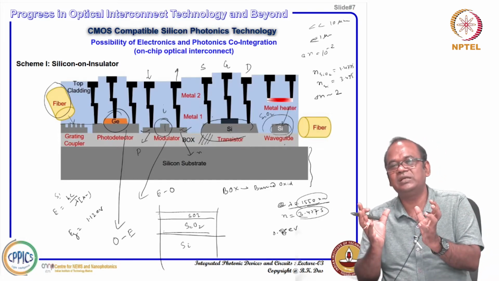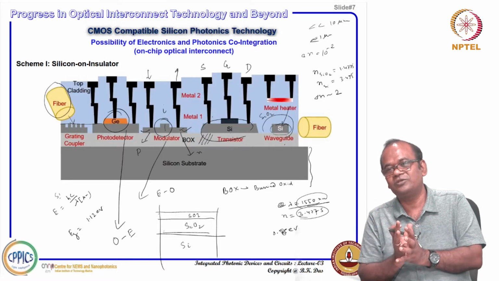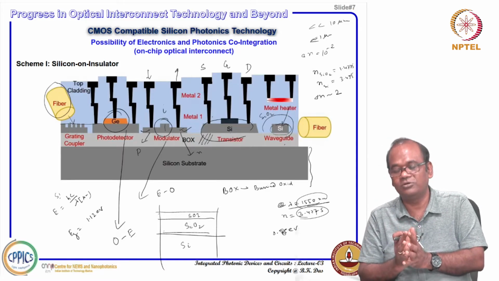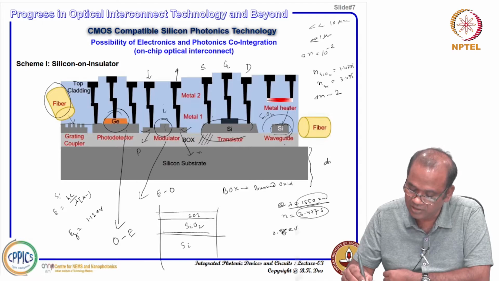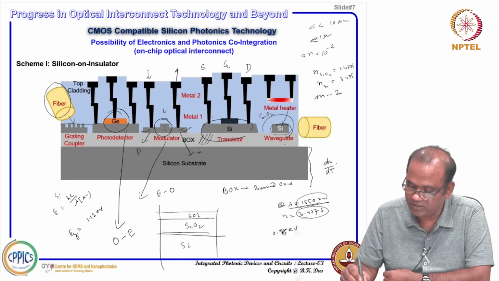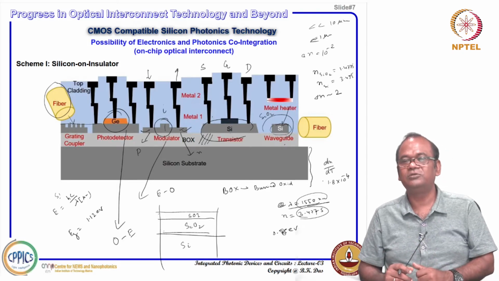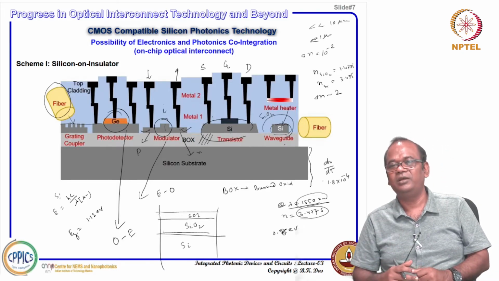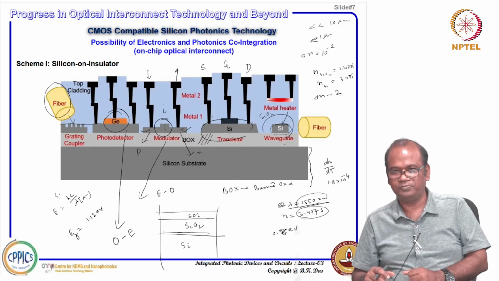As the temperature increases, you can change the refractive index also, because silicon has a very good thermo-optic coefficient. dn/dT, that means refractive index change per unit temperature rise, is about 1.8 × 10^-4. So, that is good enough to reconfigure any waveguide devices also.